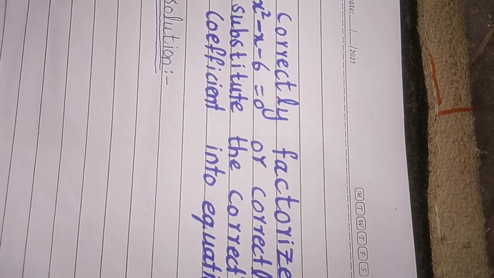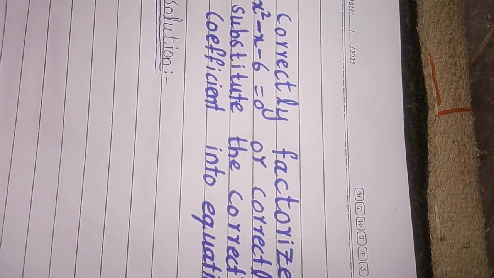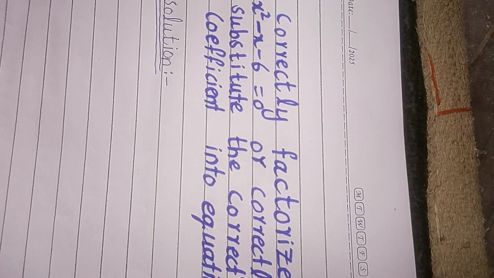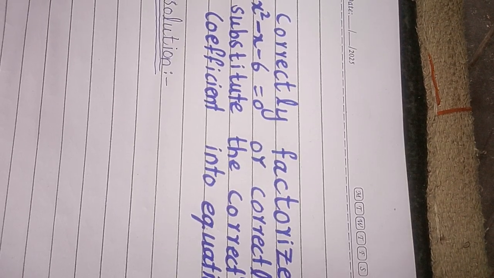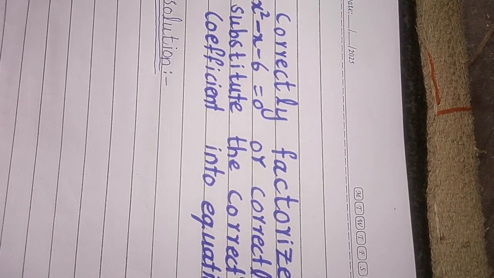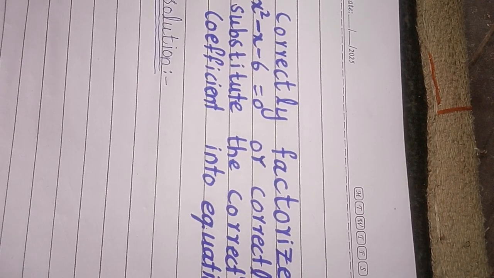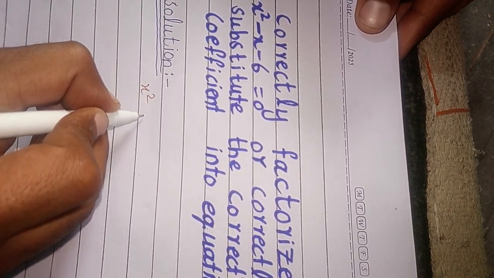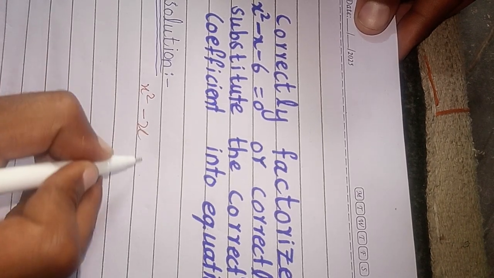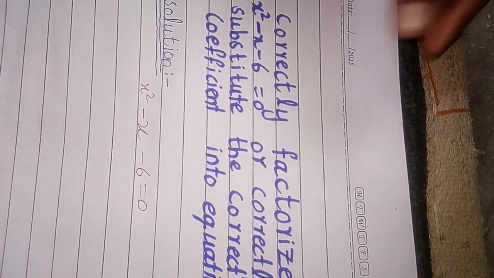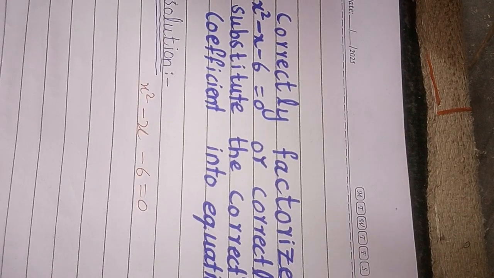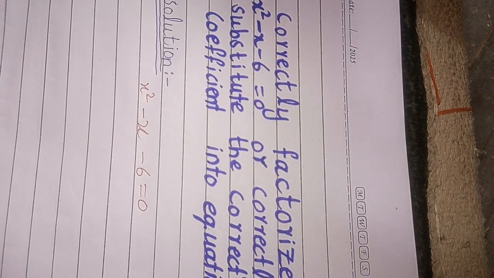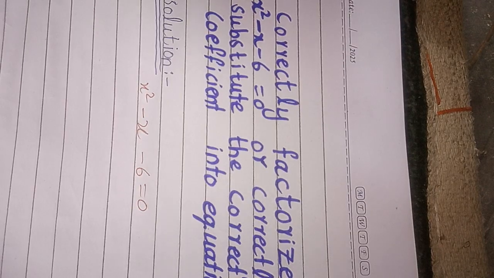Okay, so we are going to find the quadratic formula, and for that we have x square minus x minus 6 as the question that we have to factorize, or we have to substitute the correct coefficients into the formula. That is the question that we are going to do. We have the equation x square minus x minus 6 equal to 0, and we can use the quadratic formula to factorize it.